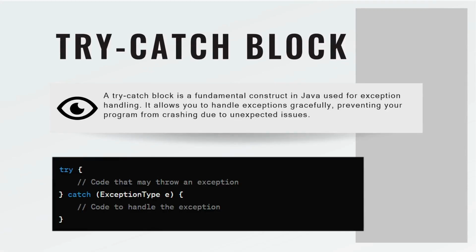In Java, you can use a try-catch block to gracefully handle an exception in case it happens, preventing your program from crashing due to unexpected issues. In a try-catch block, you enclose the code that might throw an exception within the try block. If an exception occurs within the try block, Java immediately jumps to the catch block, which contains code to handle the exception. If no exception occurs, the catch block is skipped entirely, and the program continues execution after the try-catch block. So it acts like a safety net for your code.